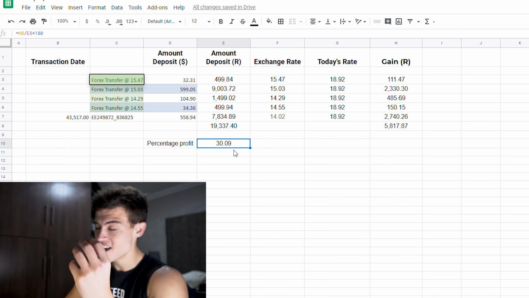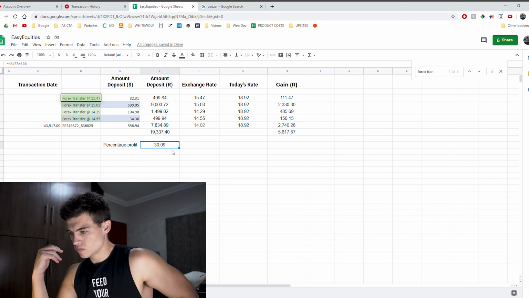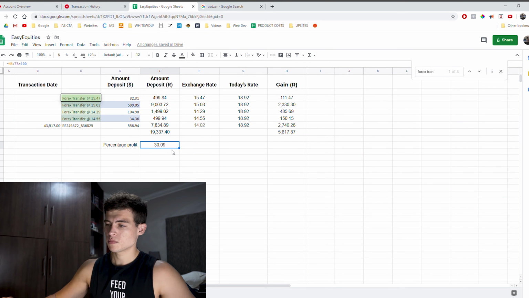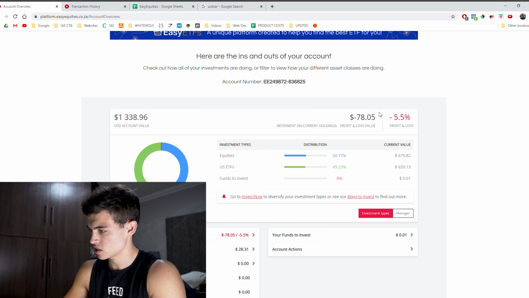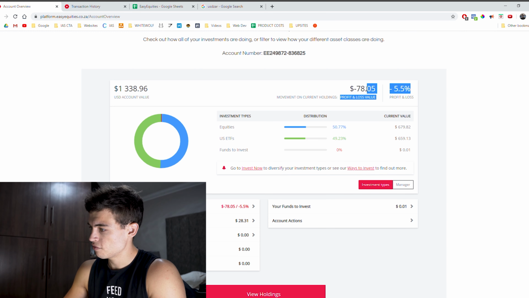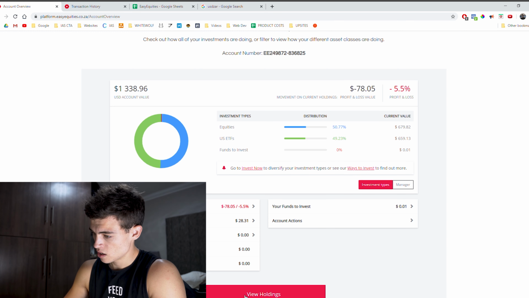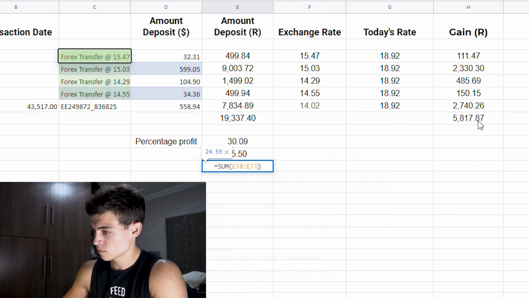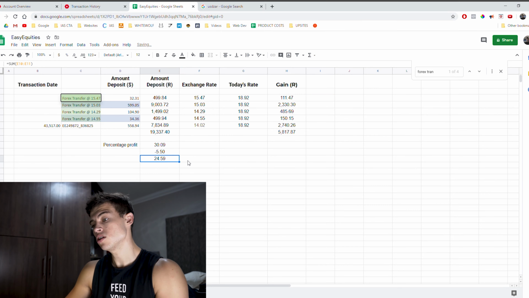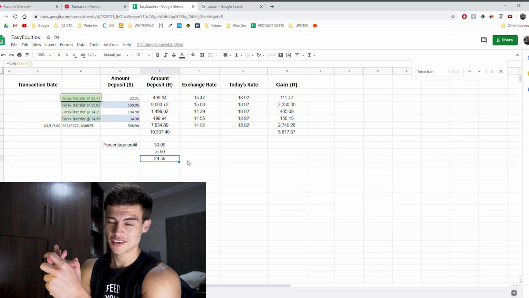I can tell you that's excellent. I just want to show you that even though it says right here, I've made a 5.5% loss, okay, on the total value of $1,338, which is $78. A 5.5% loss. If you deduct that from this, which is minus 5.5, and we get a sum, I'm still on a 24.5% profit, okay?